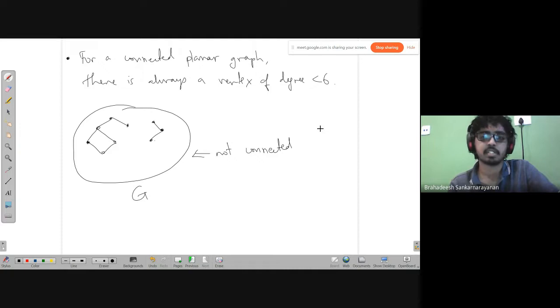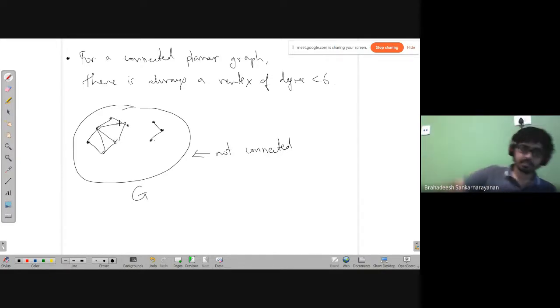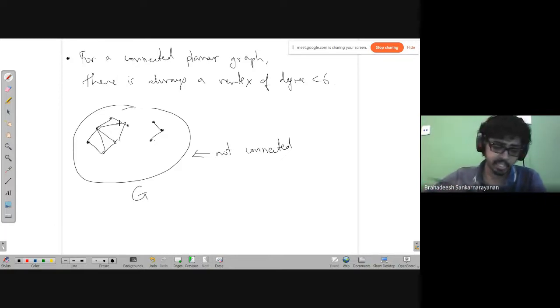a vertex of degree less than 6. Okay, so let's see why. First of all, it suffices to look at maximal connected planar graphs, which is to say, you put in all possible edges. So for instance, over here, I can put in this edge, I can put in various other edges also. This is not going to change the fact that it's planar. All that you're doing is you're embedding it in a graph for which every face is a triangle.